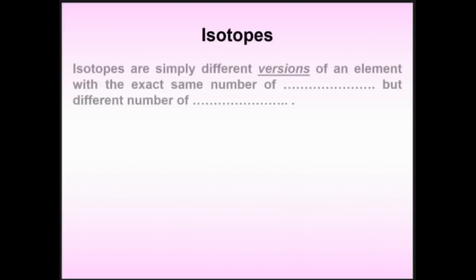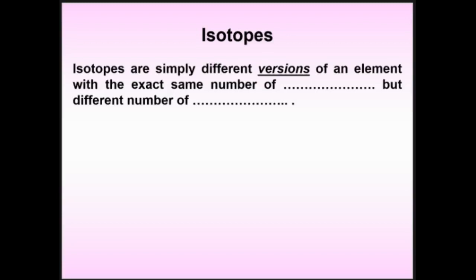Isotopes. What's an isotope? Just like Ali said, it's another version or a variant. I like the word variant, like variation. It's another variation of an element, but with one huge difference. Which number is different between an atom and its own isotope? The number of protons or the number of neutrons?